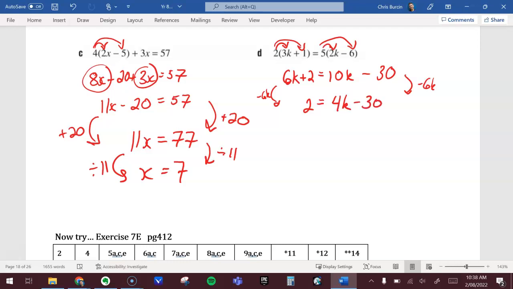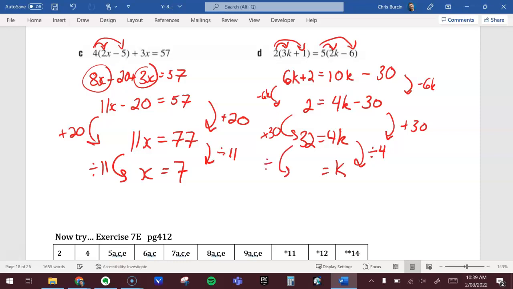Now we can, if it's minus 30 and I add 30 to both sides, I've still got equivalent equations, but I've got now 4k on one side and what is it, 32 on this side. And then I want to get 1k, so I divide by 4, and that'll give me k, doesn't matter which side it's on, and I divide by 4 over here, and I get 8 equals k.